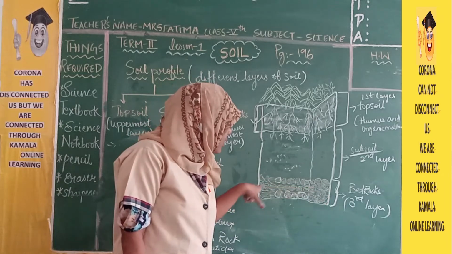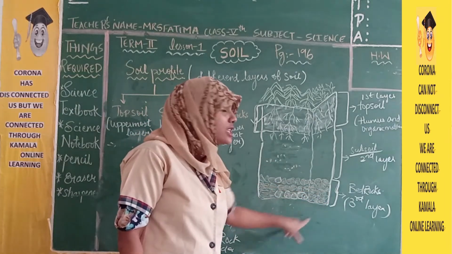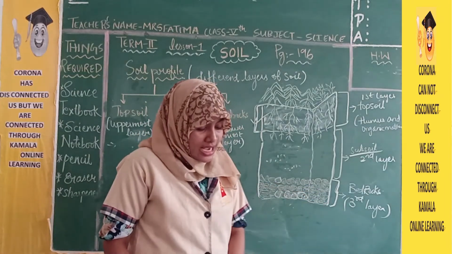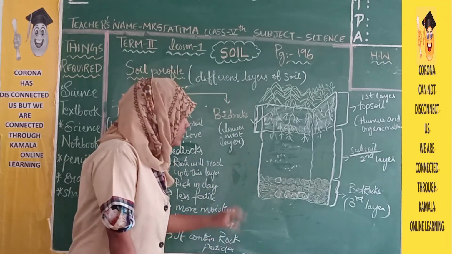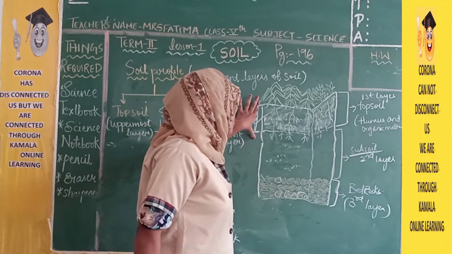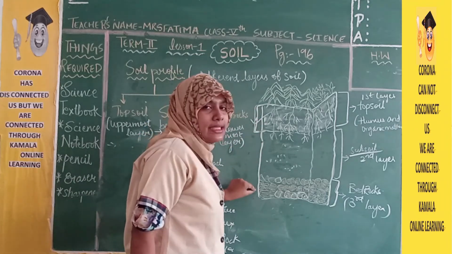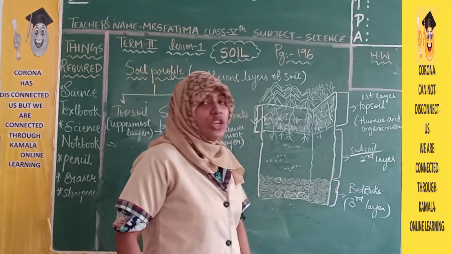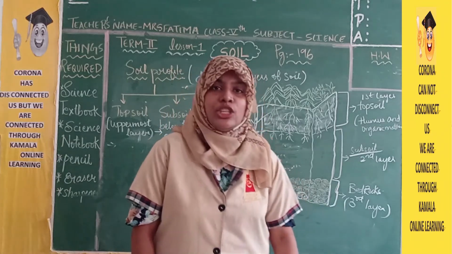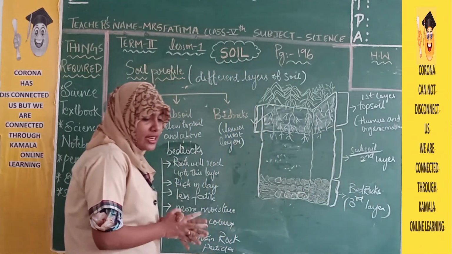Can you see these rocks? These are large amounts of rocks. This layer contains less water. The layer above has more water, this is comparatively less. In this layer water is very little. Did you understand the three layers of soil, children?